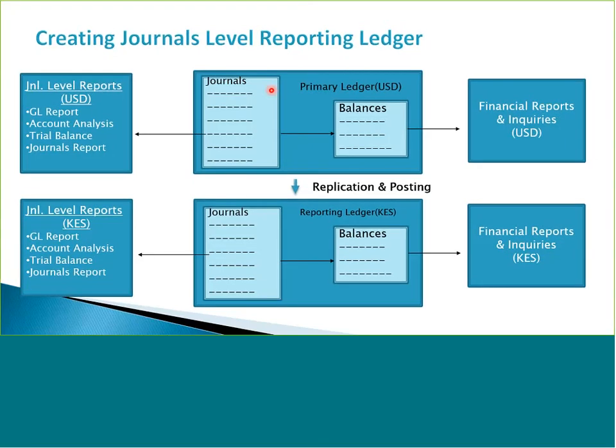So we have successfully created our journals level reporting currency ledger, and we have seen that once we post the journals in the primary ledger, they are replicated and converted using the exchange rates we provide, and they are posted in that reporting currency ledger, and that is why we are able to see balances, because balances are only updated once journals are posted. Okay.